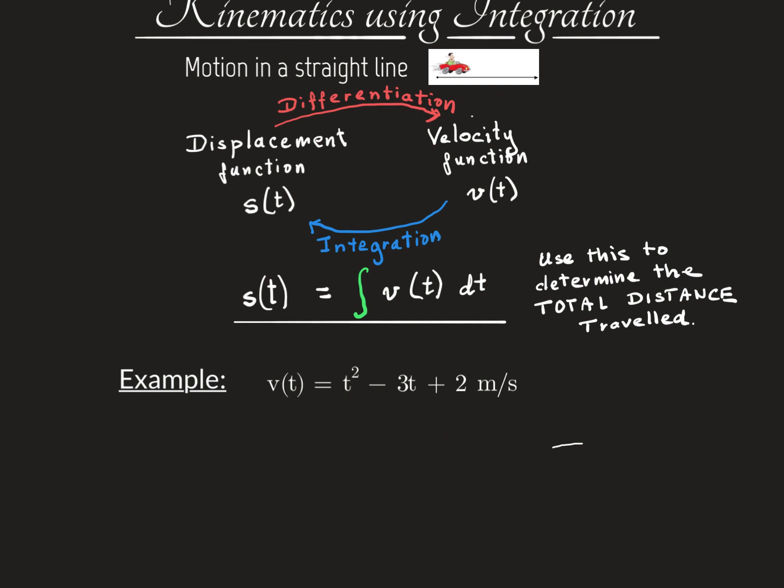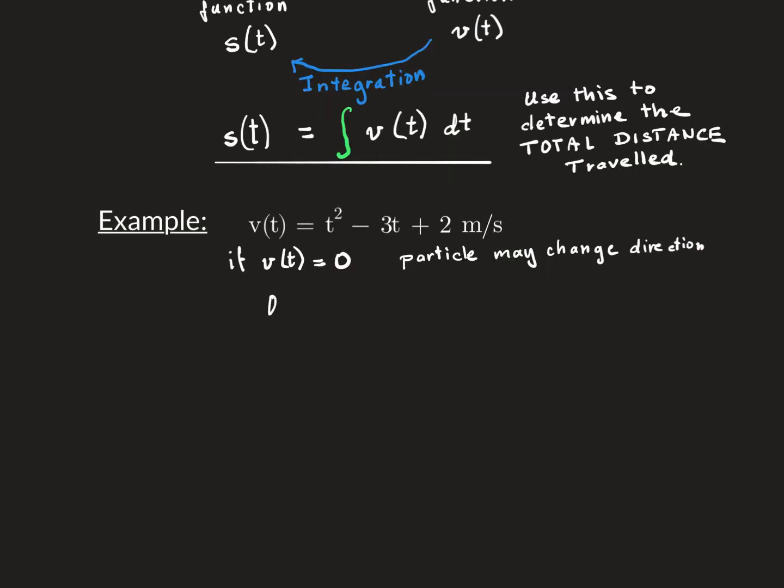The first thing we need to do is to determine any changes of direction, and that can only happen when the velocity is 0. Therefore, 0 is equal to t squared minus 3t plus 2. We can only find out if we now factorize this quadratic. So the particle will change direction at t is equal to 1 and at t is equal to 2. But which way it's going, we need to do a sign diagram.